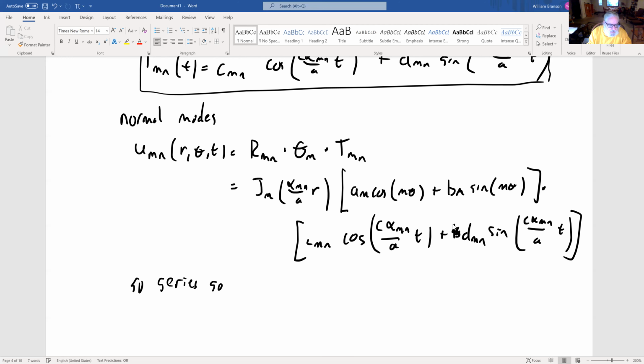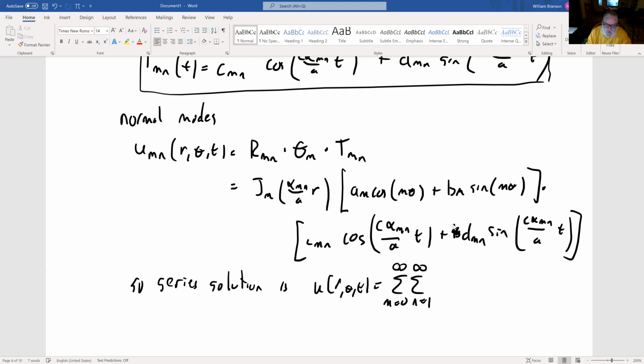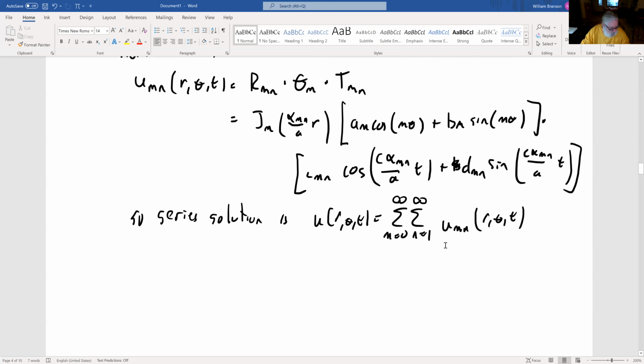And so then our solutions. So the series solution is u of r, theta, t equals the double sum, m equals 0 to infinity, n equals 1 to infinity, of our normal modes. And so that gives us the series solution. The problem is that we have lots and lots of coefficients floating around, and we want to know what these coefficients are, right? That's the second part of solving this.